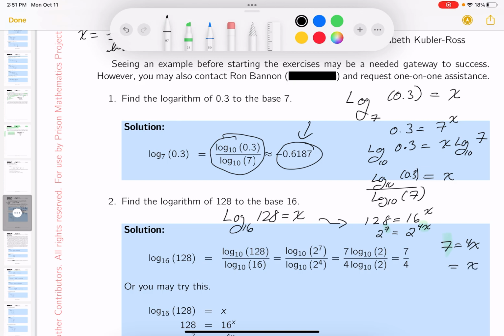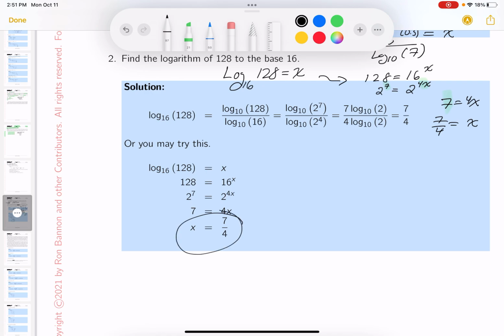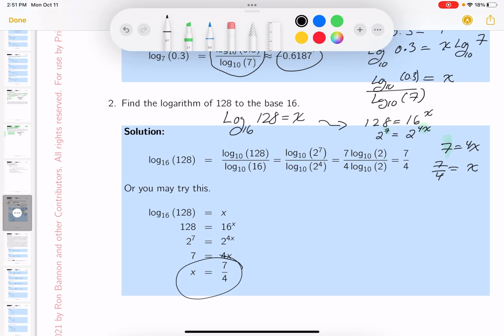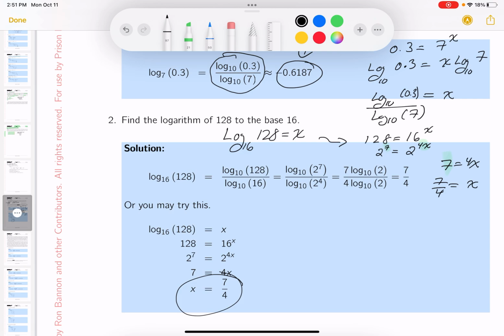What's x? 7/4. All right? I want to point out this answer is listed over here for you. However, let's say we want to use the base change formula. Well, we just went through it. So I think I can probably write the base change formula down pretty quickly. So log base 16 of 128. If I'm using natural logs, it's going to be natural log of 128 over the natural log of 16. Or if you're using base 10, it's going to be log 128 over the log of 16.